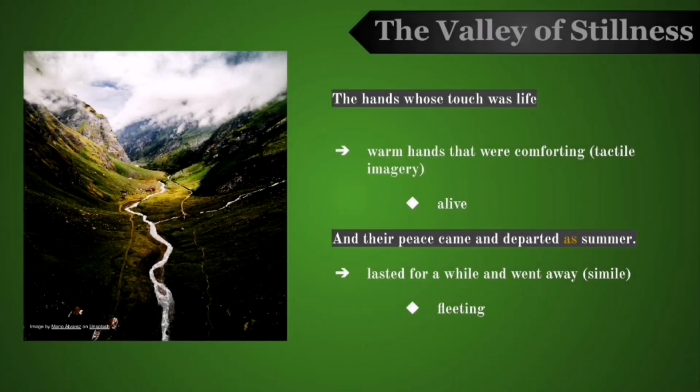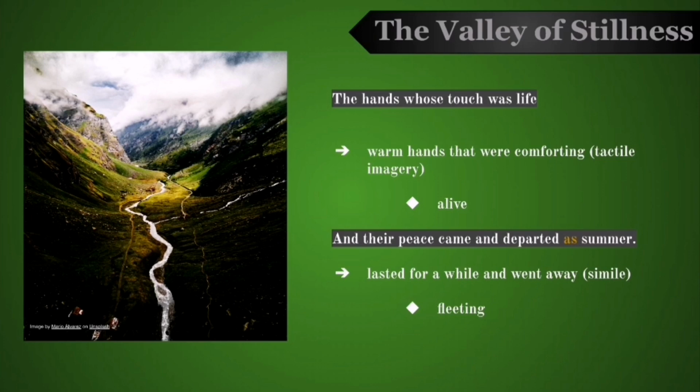These are other 2 lines from the poem. The first one says, "the hands whose touch was life." It is an example of tactile imagery because it describes how the touch of these hands felt. They could be warm and comforting hands, which is a sign of someone being alive.